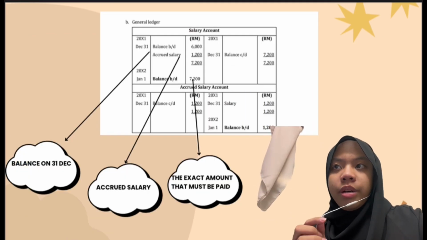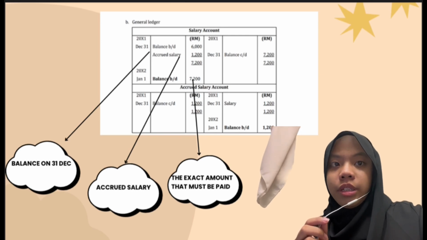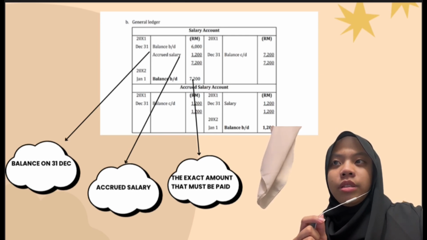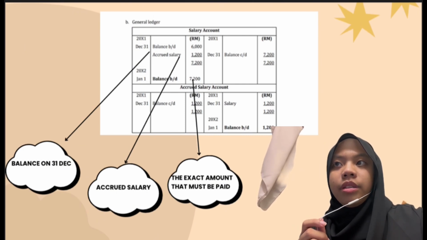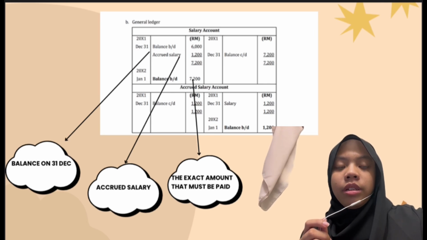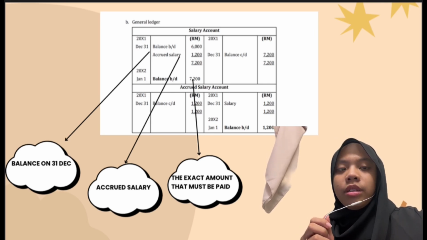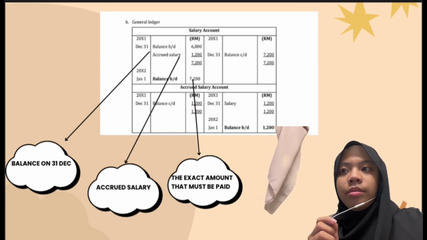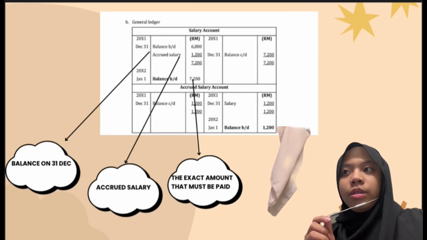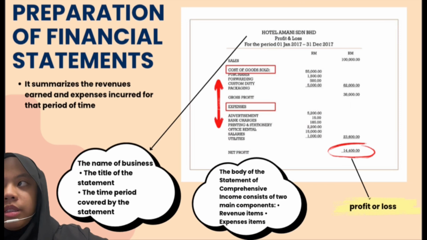For example, 12 months, which is 1 year, per year equals 7,200 ringgit. That is the total salary that should have been paid, but the trial balance only shows 6,000. The conclusion is 7,200 minus 6,000 equals 1,200. So the salary is debit and the accrued salary is credit. So the total amount is the exact amount that must be paid. Next step is preparation of financial statements, which summarize the revenues earned and expenses incurred for that period of time.